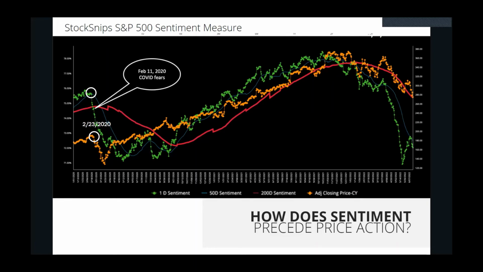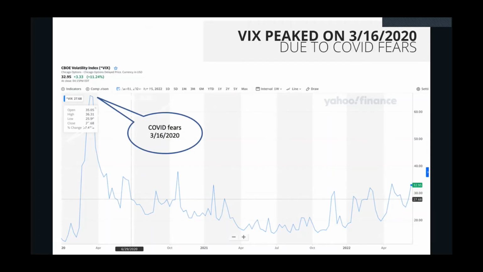And as you know, you'll see that the VIX also reacted and it reflects the increase in the VIX price, which is on the next chart. And you can see that the VIX reached a peak on the 16th of March 2020. So the StockSnips signal started declining in February. The VIX moved a little slower, but it reached a peak. And as you know, the market downturn subsequently followed around the middle of March.